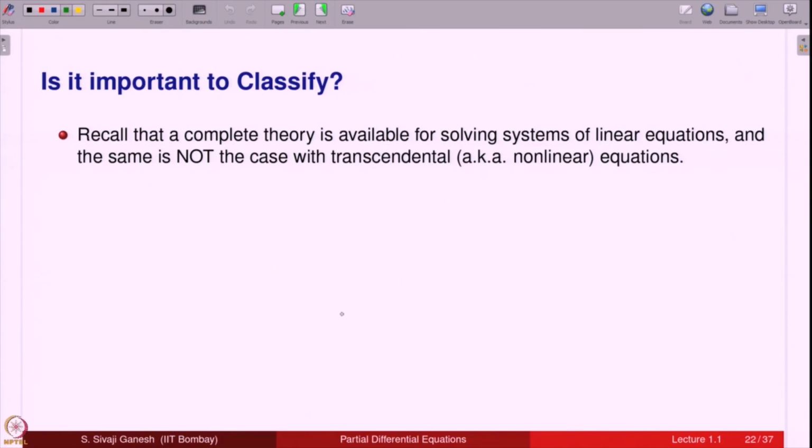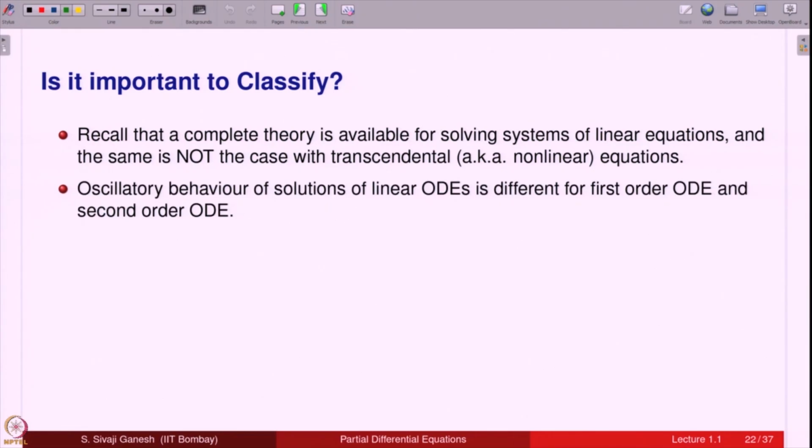Recall that a complete theory is available for solving systems of linear equations Ax equal to b, and the same is not the case with transcendental equations, which are also known as nonlinear equations. You have to hold each and every equation and analyze for solutions. Now, coming to linear ODEs, there is an oscillatory behavior of solutions that is different for first order ODE and second order ODE. Look at simple equations like y dash equal to y and y double dash plus y equal to 0, or y double dash equal to y.